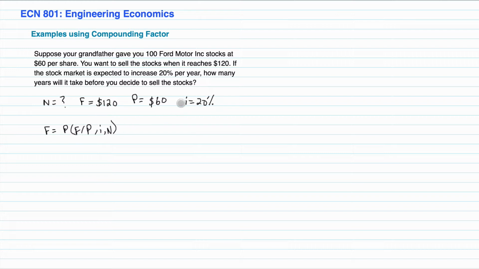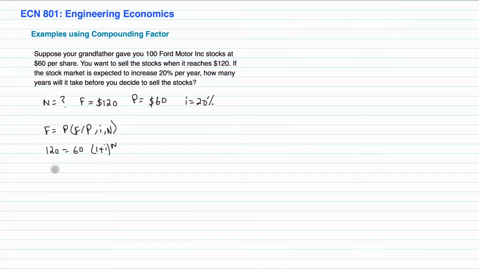So we want to know how many years it will take. F is equal to 120, 60 is the present value, and our interest rate is 20%. Now, using factor notation is not the best way to solve for the number of years. So in this case, we have to use the equation 1 plus I to the power of n.